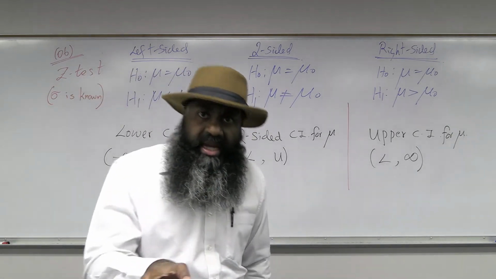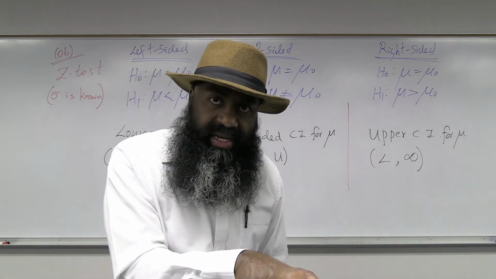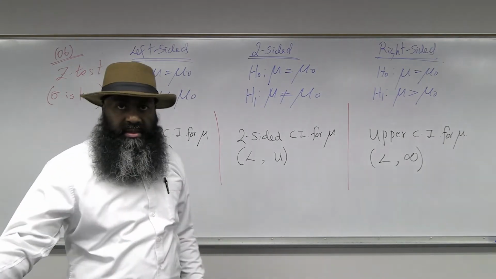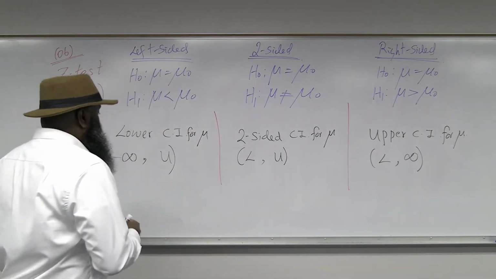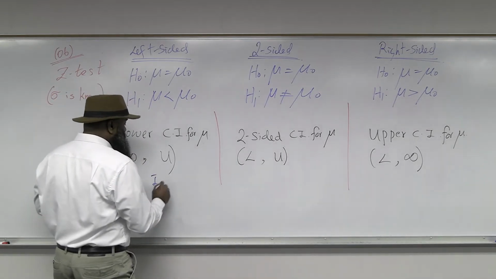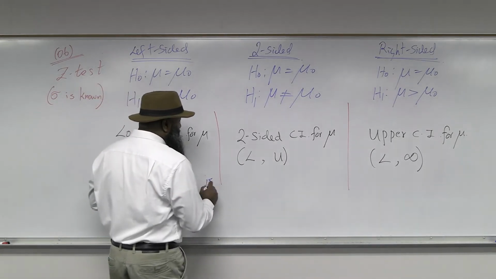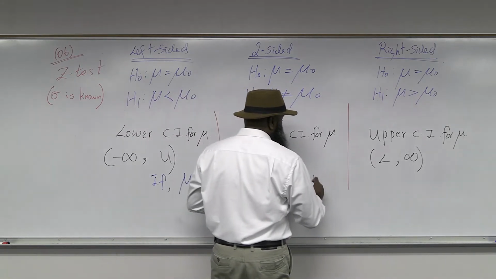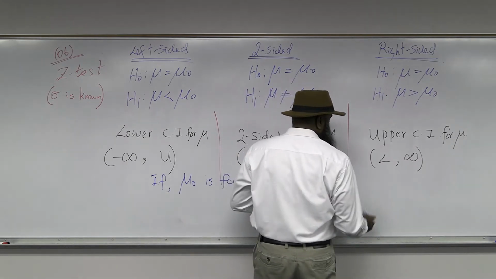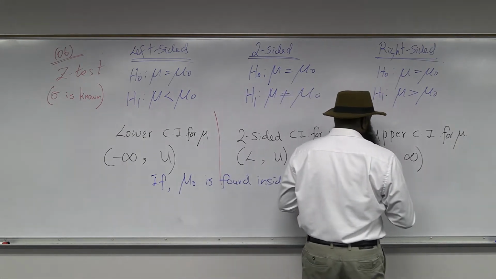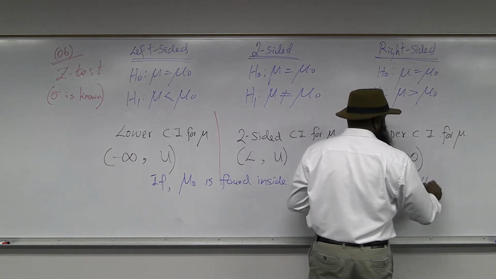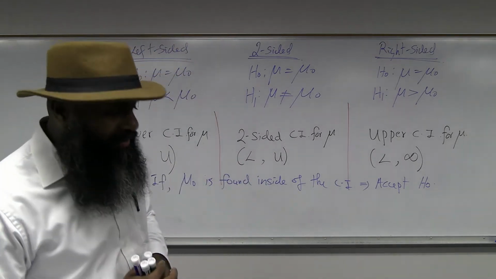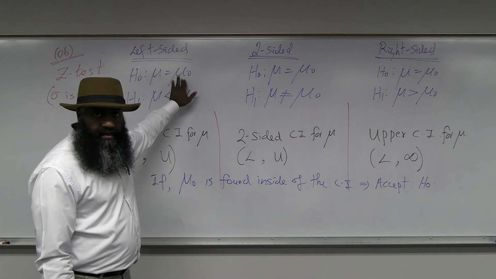If my mu 0 is not found inside the confidence interval, then we say our assumption, which says mu is equal to mu 0, is incorrect. Okay? I would write it like this. If mu 0 is found inside of the confidence interval, then we say we accept the null hypothesis. For example, let's say my mu 0 value is 50.